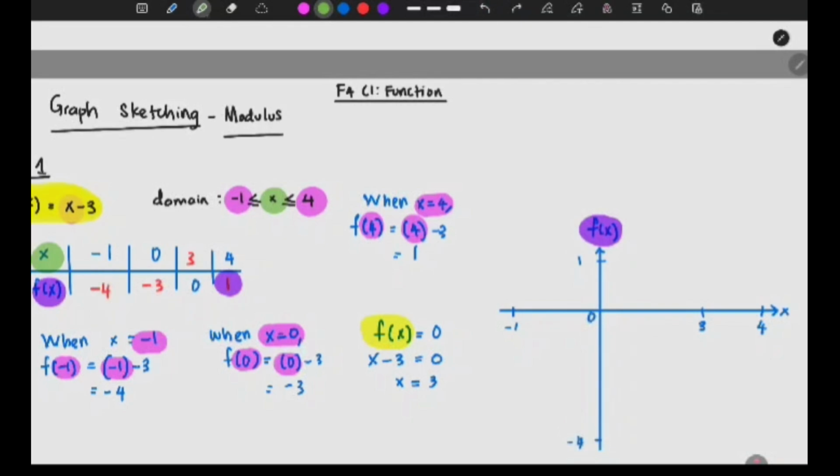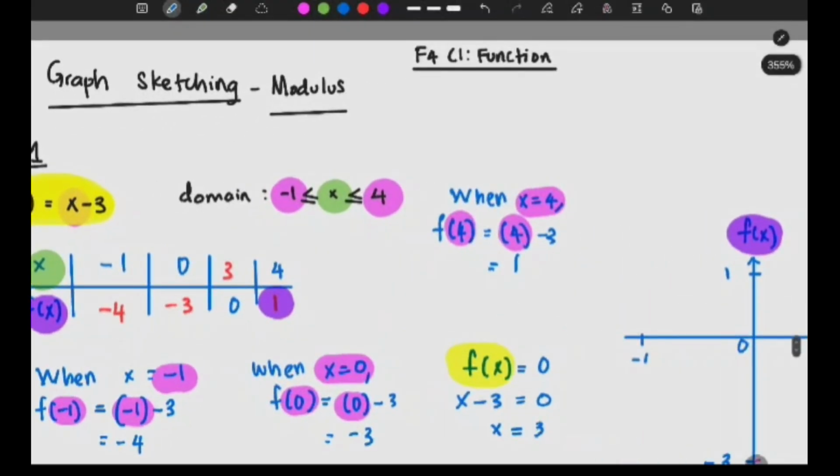So let's label -3 here. And now what you have to do is plotting. This is exactly the same as what you learned in your lower secondary, I guess. So how you plot according to the coordinate. How you read this table, follow the coordinate.